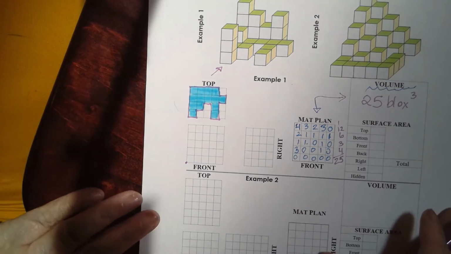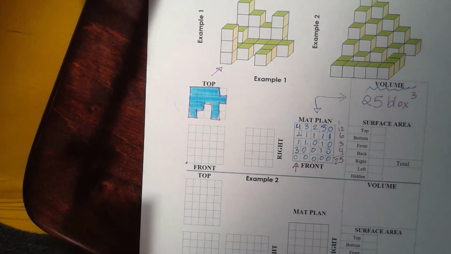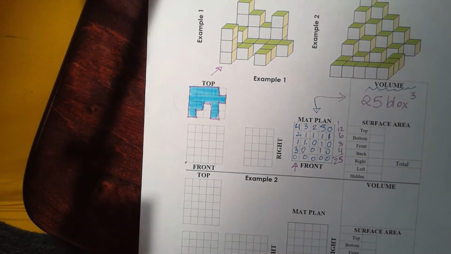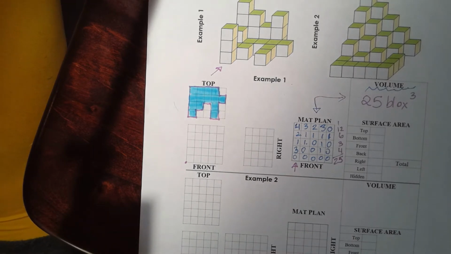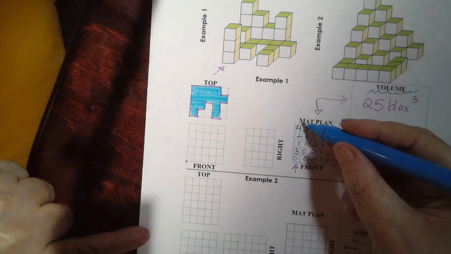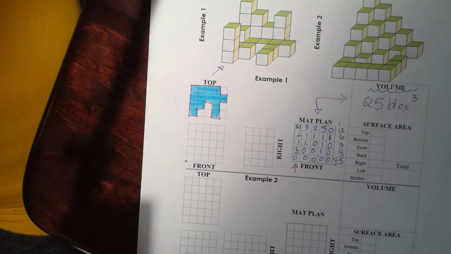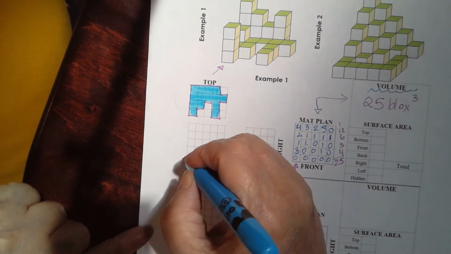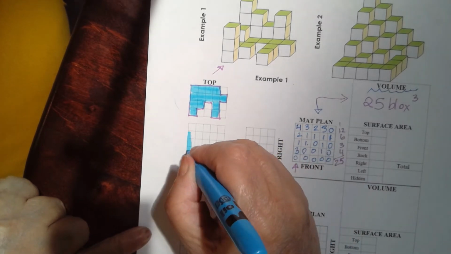Now I can look at the picture, or I can look at my map plan, because the map plan really has the important information. And again, I'm going to use a highlighter, because I find that makes it a little easier for me to fill in the spaces. But when I look from the front, what I'm going to see here is what's my biggest number from the front. If I look here, my biggest number is a 4. That means that I'm going to shade up 4. Right? So now my big number is 4, so I shade up 4.